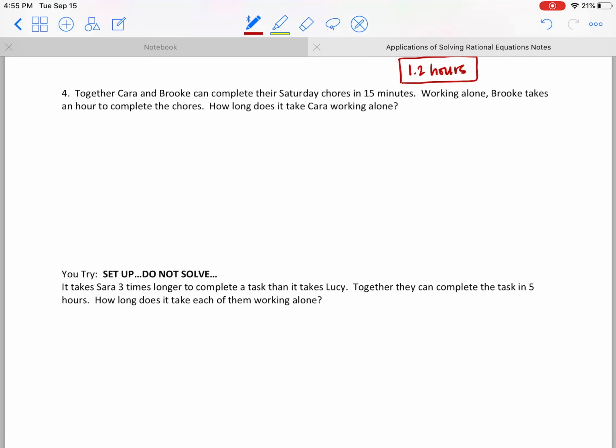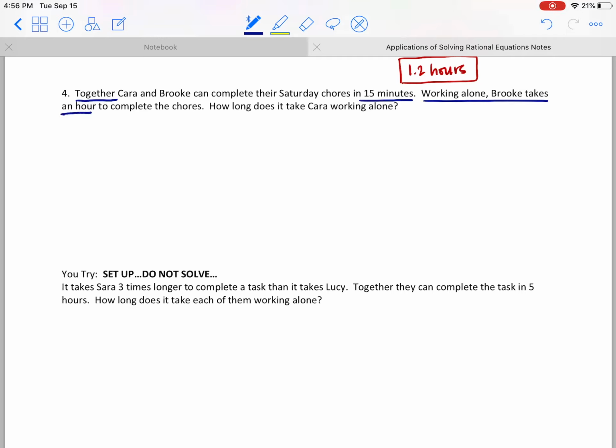This time together, Kara and Brooke can complete their Saturday chores in 15 minutes. Working alone, Brooke takes an hour to complete the chores. How long does it take Kara working alone? So together, let me change colors here, it says together, they take 15 minutes. And then it says working alone that Brooke takes an hour.